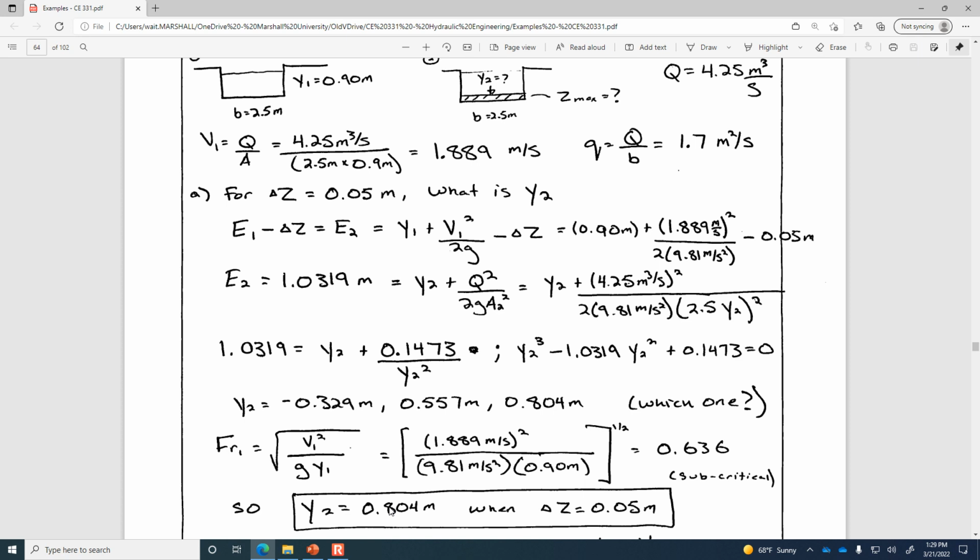Okay, so I'll pause for a moment in case you need to copy some of that down, and then we'll take a look at how we calculate the maximum step up that can be tolerated.